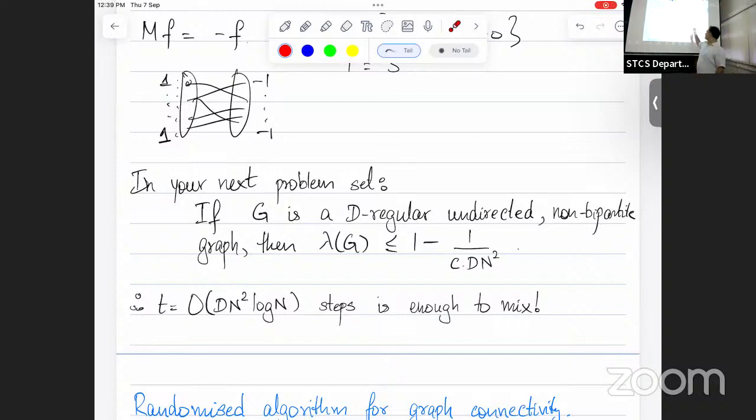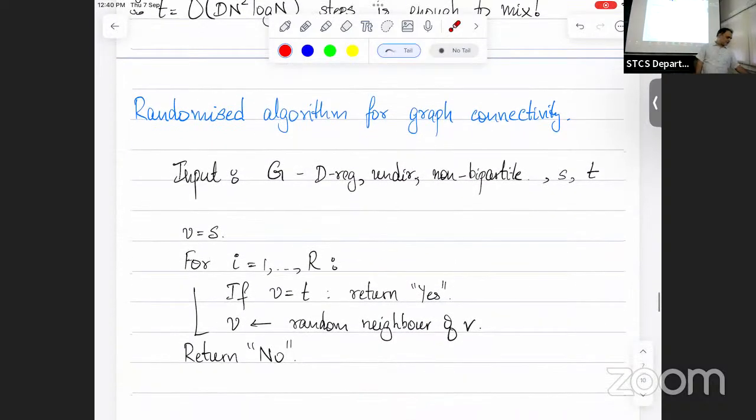Most of the time, we don't really care about this exact polynomial. All I want is some inverse polynomial lower bound, because that will allow me to say that if I run for this many steps, then this random walk mixes well. So let's look at this algorithm for graph connectivity that we spoke about last time. We just briefly mentioned this.